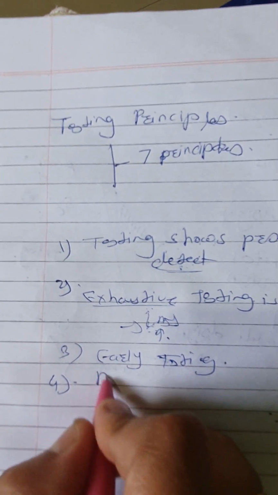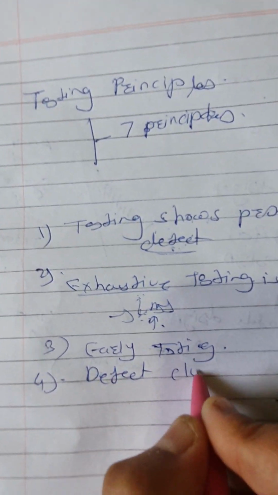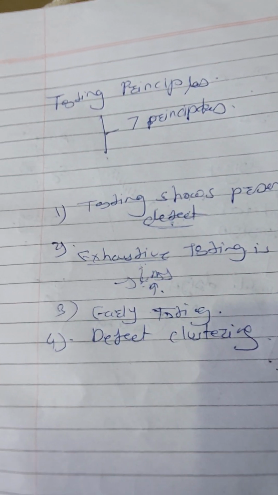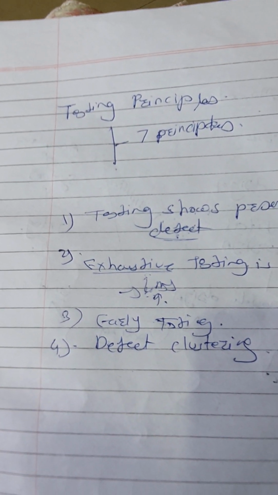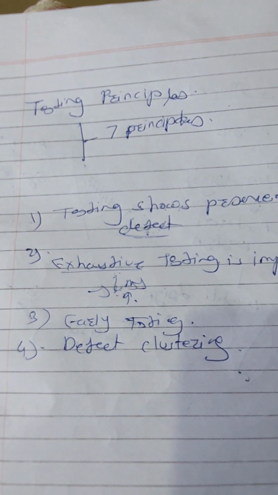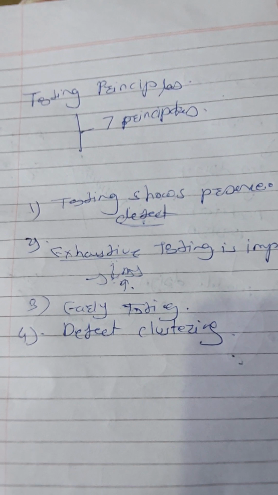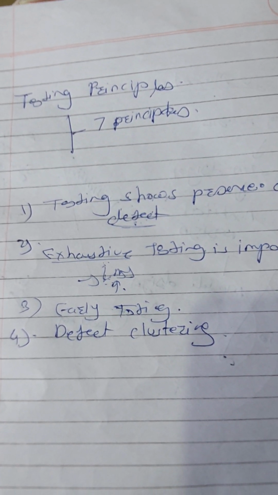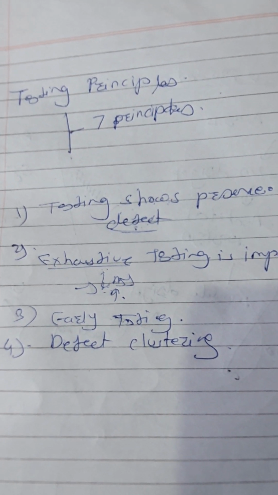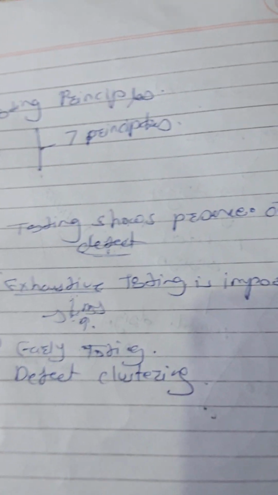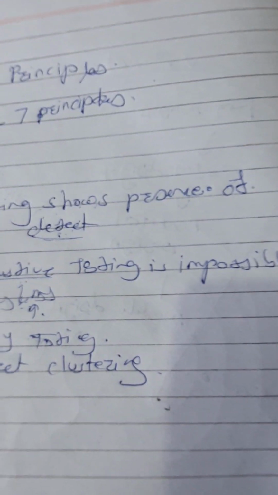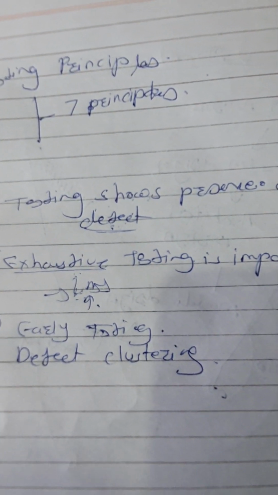Then fourth principle is defect clustering. Clustering is nothing but grouping and defect is nothing but error. So whatever defects come up in software modules, these defects will be combined and placed in one group, so that they can be easily identified and it will be very easy to solve that defect, means error.